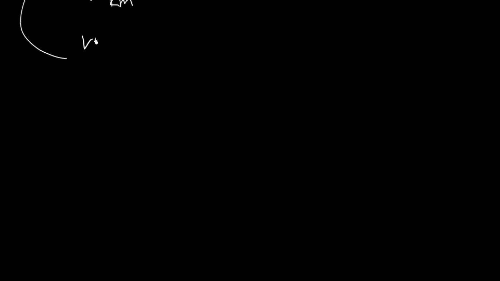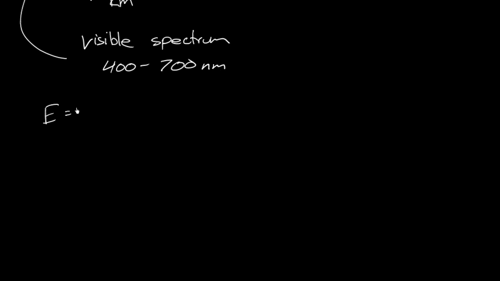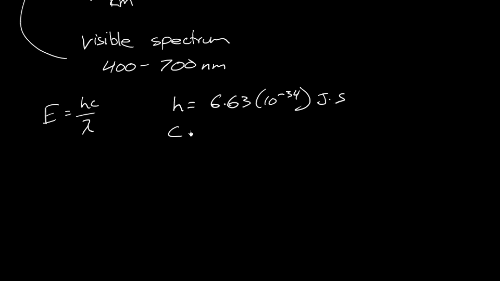And so we know the visible spectrum, just as an interesting little quick calculation to give you some values. Visible light spans from 400 to 700 nanometers. What type of energy does that involve? So we'd have to calculate E equals hc over lambda, where h is Planck's constant, as I said, and that has a value of 6.63 times 10 to the minus 34 joule seconds, and c has a value of 3 times 10 to the 8 meters per second.